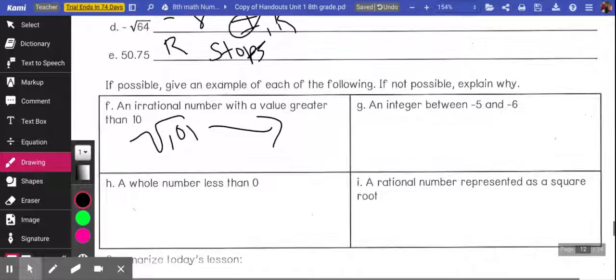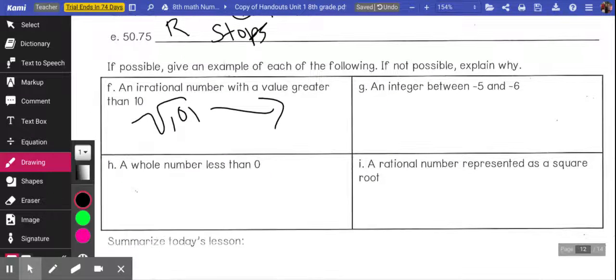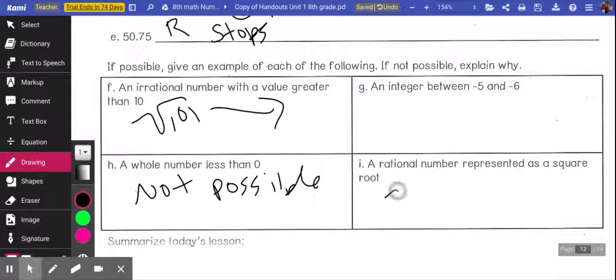Okay, a whole number less than 0. Not possible, because whole numbers start at 0. A rational number represented as a square root. So this one, if it's going to be rational and it's going to be in the square root form, then it has to be a perfect square. So it has to be any perfect square. Because if it's not, then it's not rational.